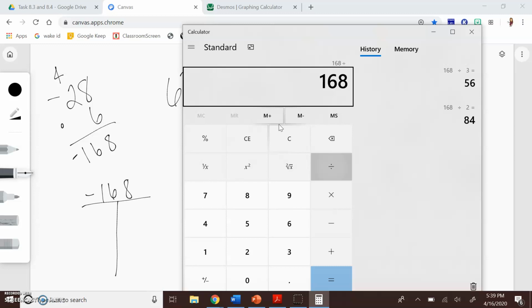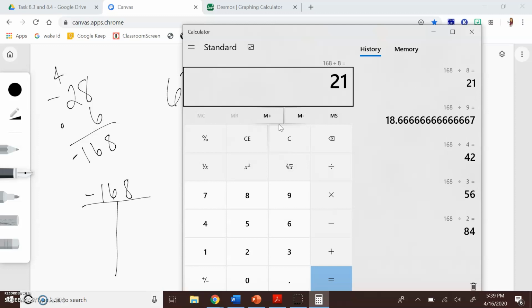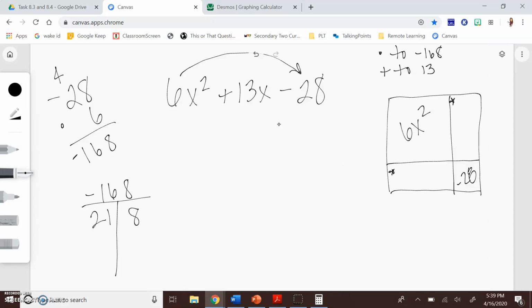So what about 4? That's 42. I still don't think 4 and 42 are close enough. We want to find some numbers that are close enough to each other that we can get 13 out of them. I noticed that 168 is divisible by 8, and I get 21. So let's write down 21 and 8. The reason that these are important is because 21 minus 8 is 13. So that's kind of what I'm looking for there. So 21 and 8. I need to get positive 13, so I need my 8 to be negative.